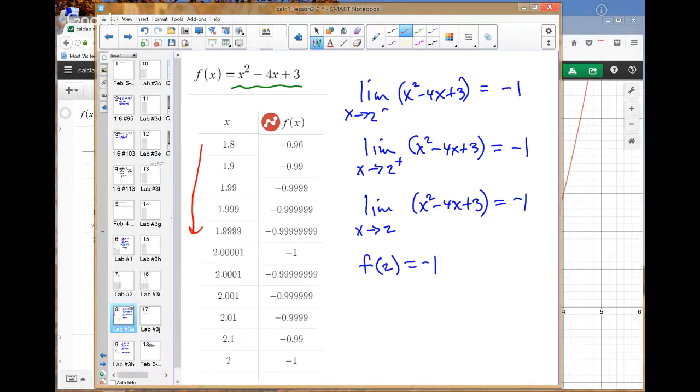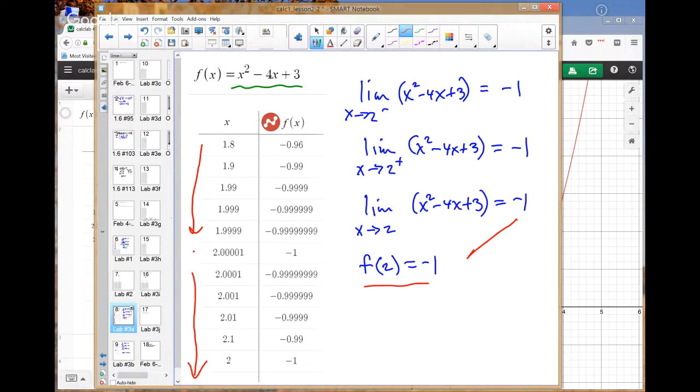But as we approached 2 from the right, again, we approached -1, and no shock, these two agree again. The actual value at -1 is the same as its limit, but not all functions will do that.